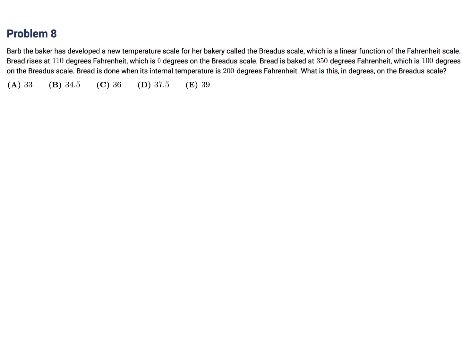Barb the baker has developed a new temperature scale for her bakery called the Bredis scale, which is a linear function of the Fahrenheit scale. Bread rises at 110 degrees Fahrenheit, which is 0 degrees on the Bredis scale. Bread is baked at 350 degrees Fahrenheit, which is 100 degrees on the Bredis scale. Bread is done when its internal temperature is 200 degrees Fahrenheit. What is this in degrees on the Bredis scale?